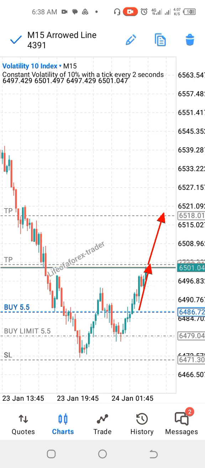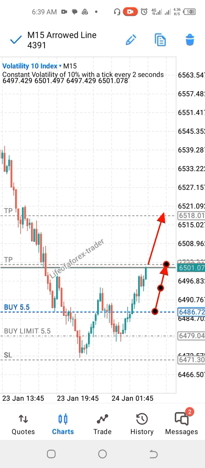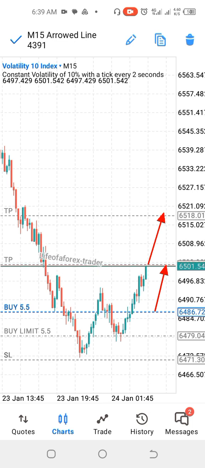Price is almost at TP, right? So we can see price is almost at TP. I'll just hold this recording for a bit so we'll see price touch TP together, right?